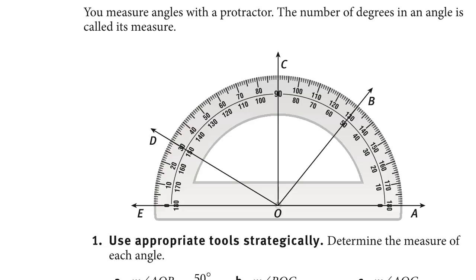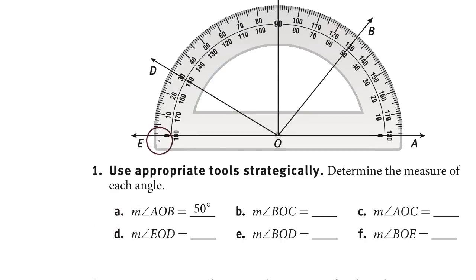The tool that we use to measure the size of angles is called a protractor, and you see a picture of a protractor on the screen. The number of degrees in an angle is called its measure. There are some angles drawn, and then the protractor is laid on top of the angles. Question 1 says, determine the measure of each angle.